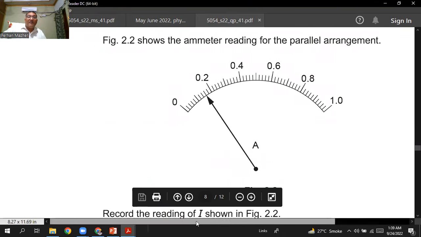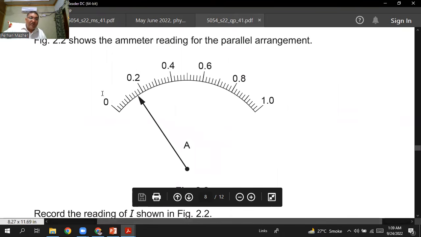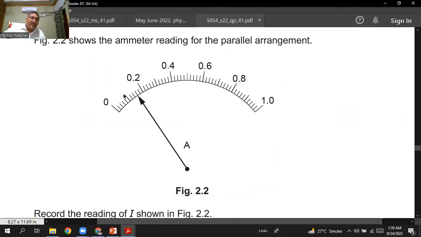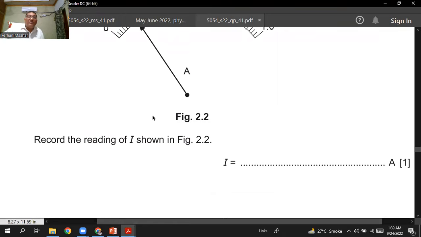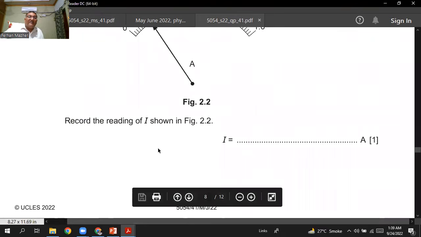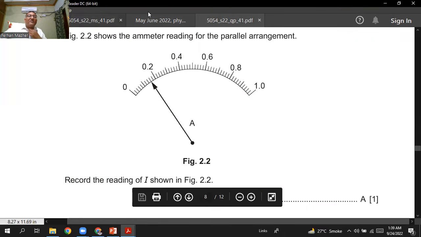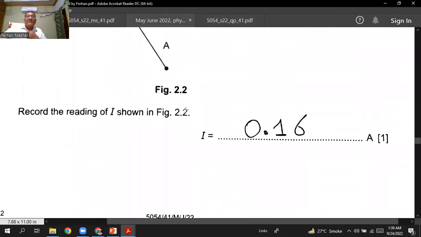So let me increase the size so you can see. This is 0, this is 0.1, this is 0.2, 0.3, 0.4. So it has crossed 0.1. So 0.12, 0.14, 0.16. So the reading right now is 0.16. So we will write here 0.16.